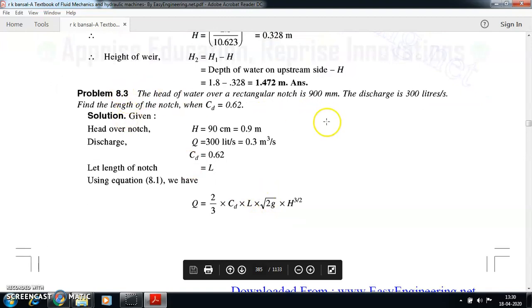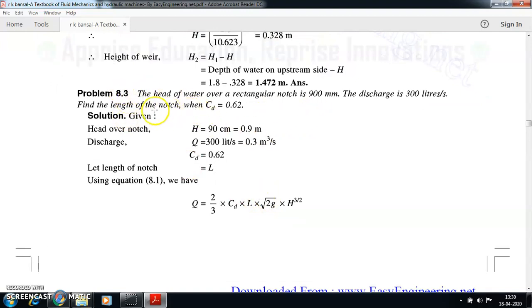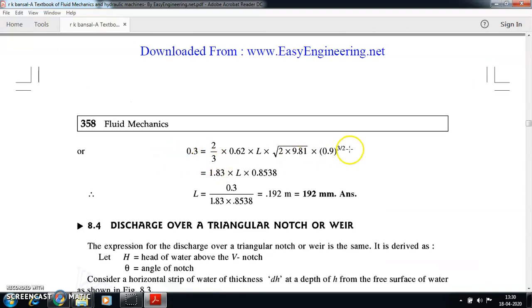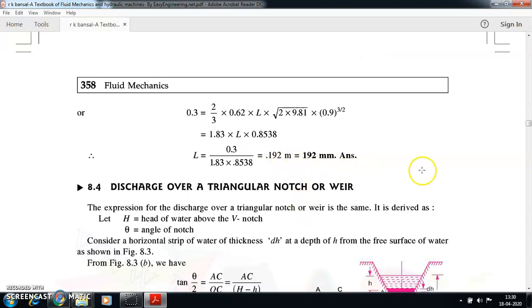Let us get into the next question, 8.3. The head of the water over the rectangular notch is 900 mm. The discharge is 300 meter cube per second. Find the length of the notch when CD is given to you. So H is given, convert it into meters. Q is given, put it in meter cube per second. CD value is given. L you need to find. Go for the Q equation and substitute everything. The only unknown quantity is your L, so you can find L, which is 0.192 meters.